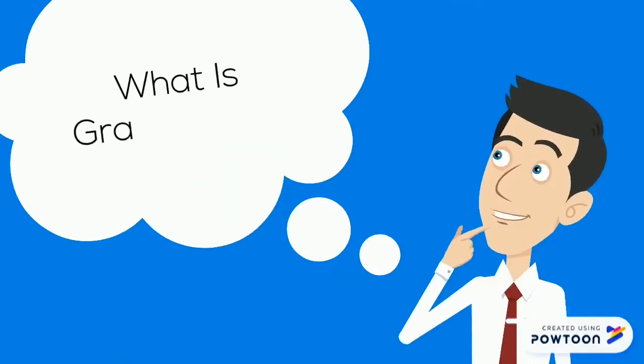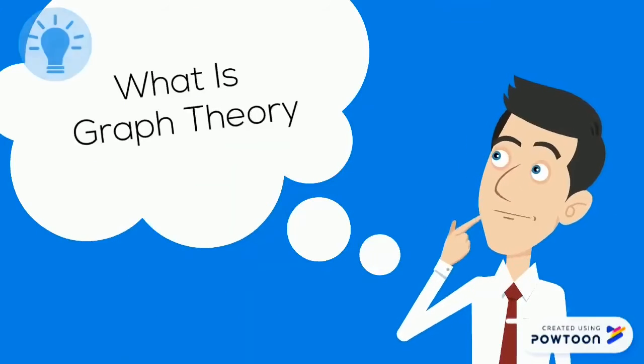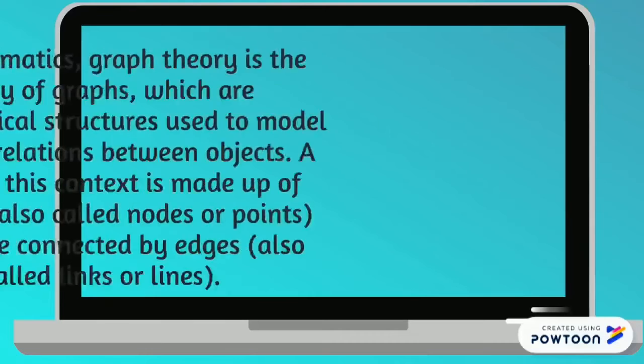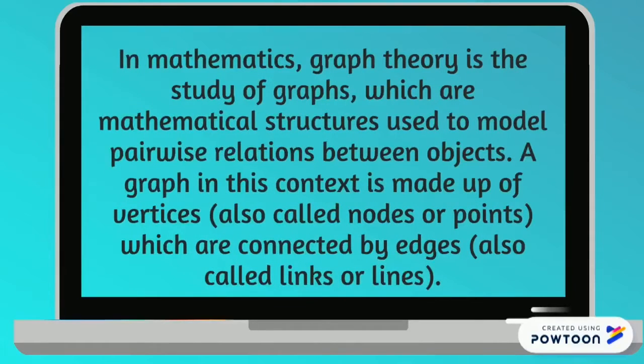What is graph theory? In mathematics, graph theory is the study of graphs, which are mathematical structures used to model pairwise relations between objects. A graph in this context is made up of vertices, also called nodes or points, which are connected by edges, also called links or lines.